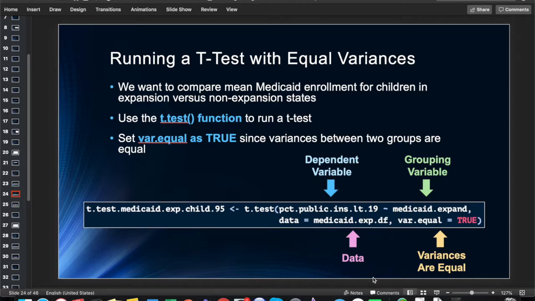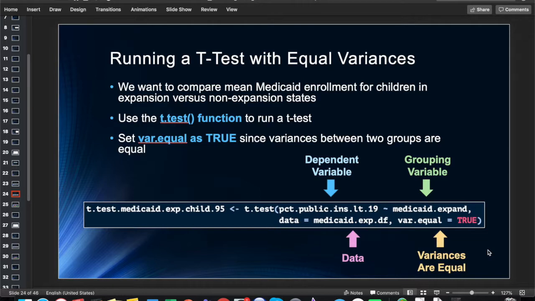You'll see here, this grid looks very similar to the Levene's test. We have what we want to test, the values or dependent variable, the values in our groups that we want to look at. We have our grouping variable, data equals Medicaid expansion.df, and we put var.equal equals TRUE. So that is how we modify it to say that our variances are equal.